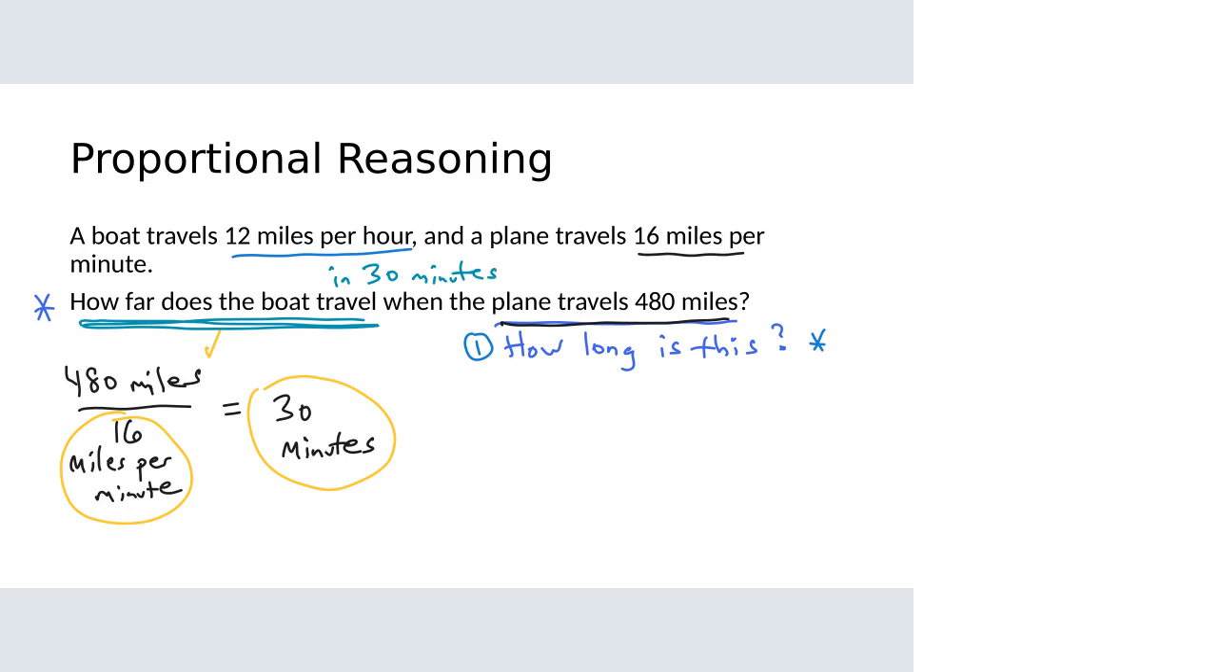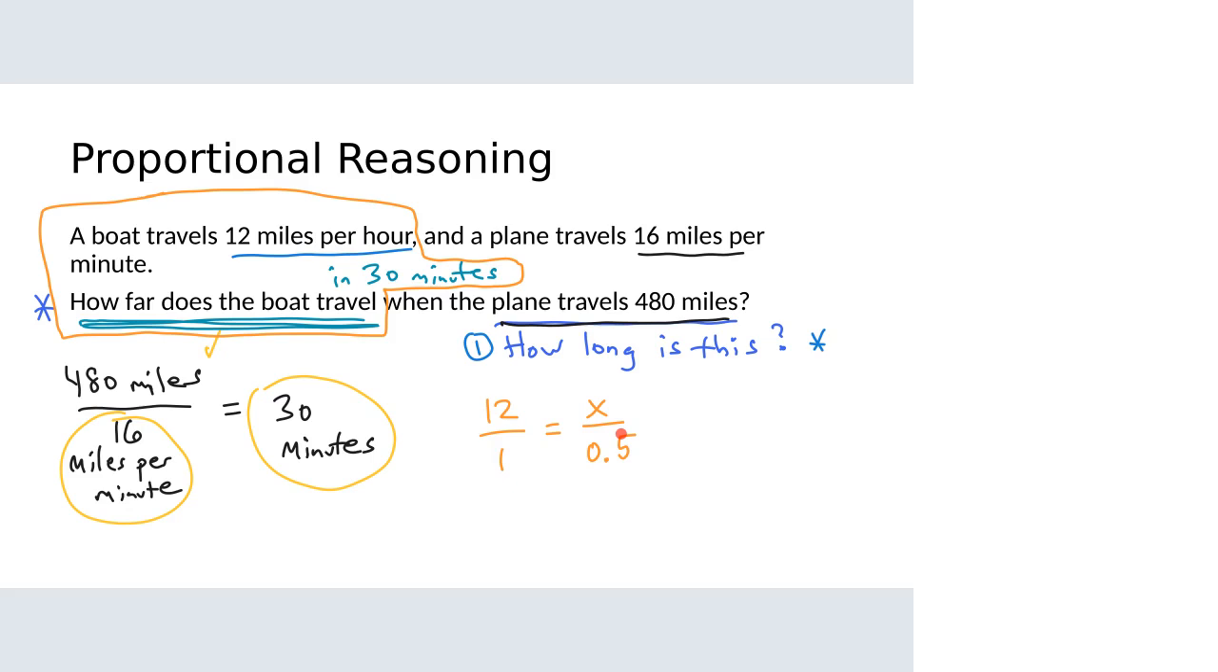Now I'm at a place where I can set up my proportion, because what I have now is a boat travels 12 miles per hour. How far does it go in 30 minutes? So if it goes 12 miles in 1 hour, there's two ways you could set this up. 12 miles in 1 hour, how far does it go in 30 minutes would be, I'll keep Edison happy and do the decimals here. How far does it go in half an hour?